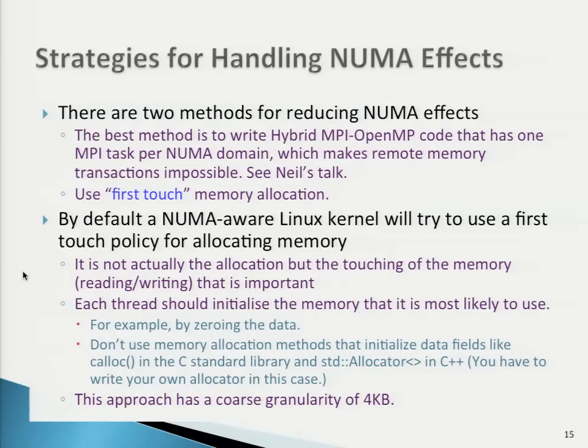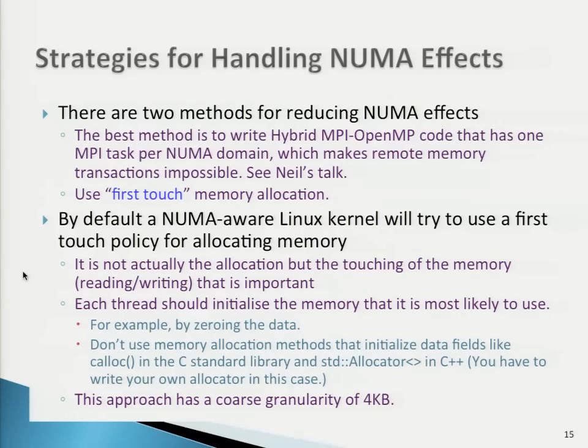Okay, so now that we can pin threads where we want them on our sockets, we can start to think about different techniques for handling NUMA effects. So when we realize that we've got a NUMA-related problem or bottleneck in our code, how do we go about addressing it? There are 2 basic methods. Easily the best method is to use a hybrid MPI OpenMP code, where you have one MPI task per node and then OpenMP threads inside that task.